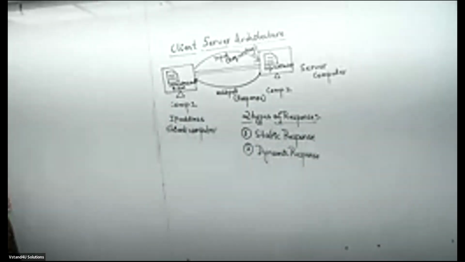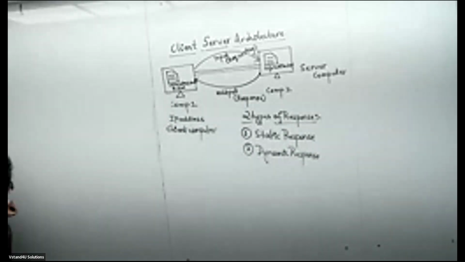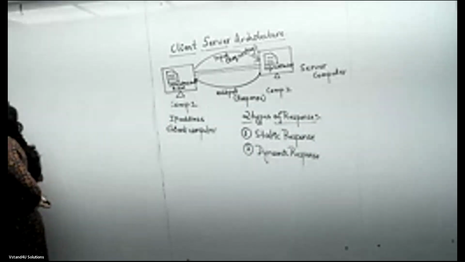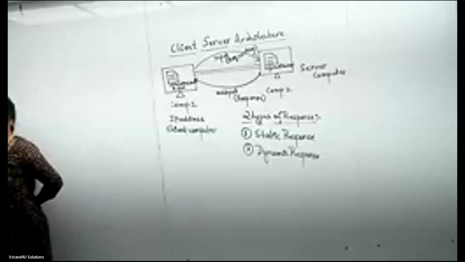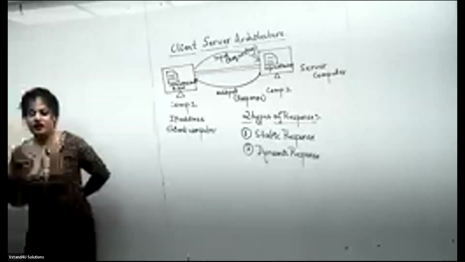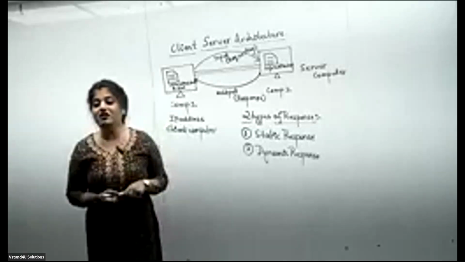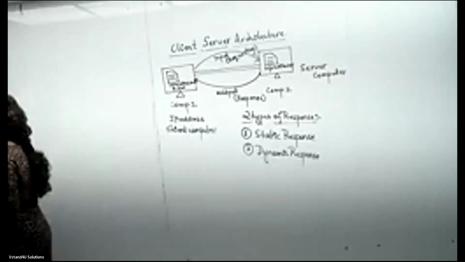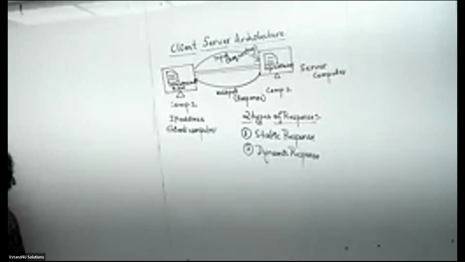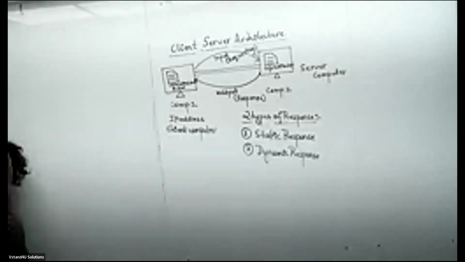Video is lagging. Now is the video displaying properly? The camera got off. Yeah, now tell me what is static response? Video is not visible. No, video is not visible. Blur, poor quality.